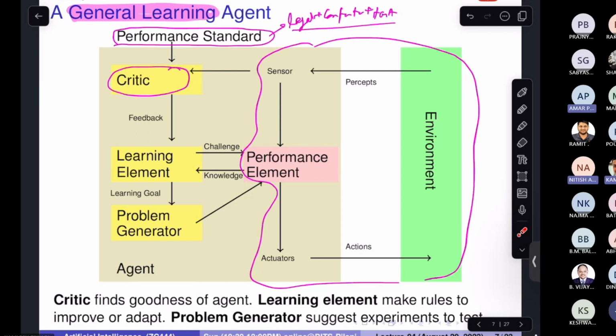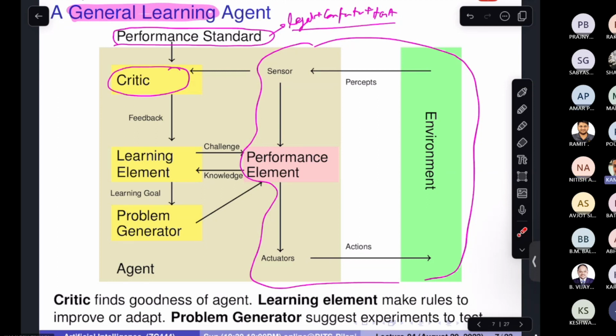And now comes a very important question. Yeah, go ahead. Just to quickly check, this learning element challenges and receives the knowledge. So which action happens first? Does it challenge first, or does it receive the knowledge from the database?